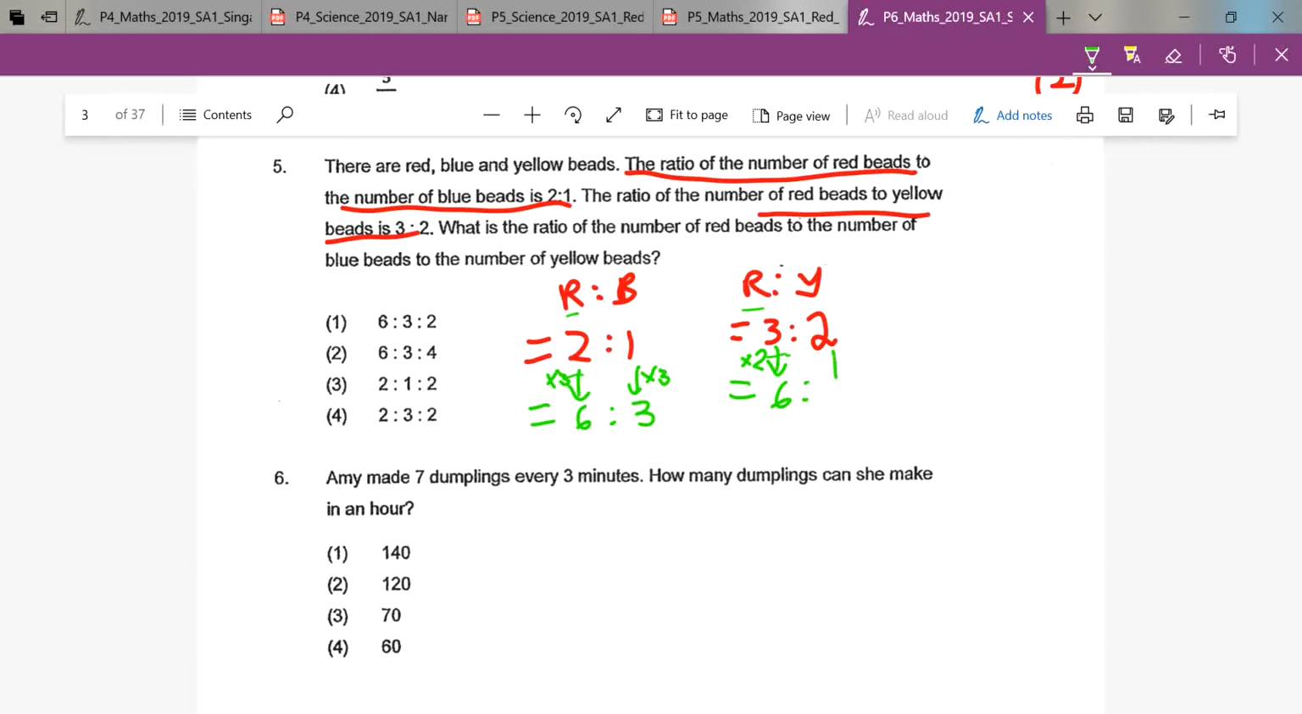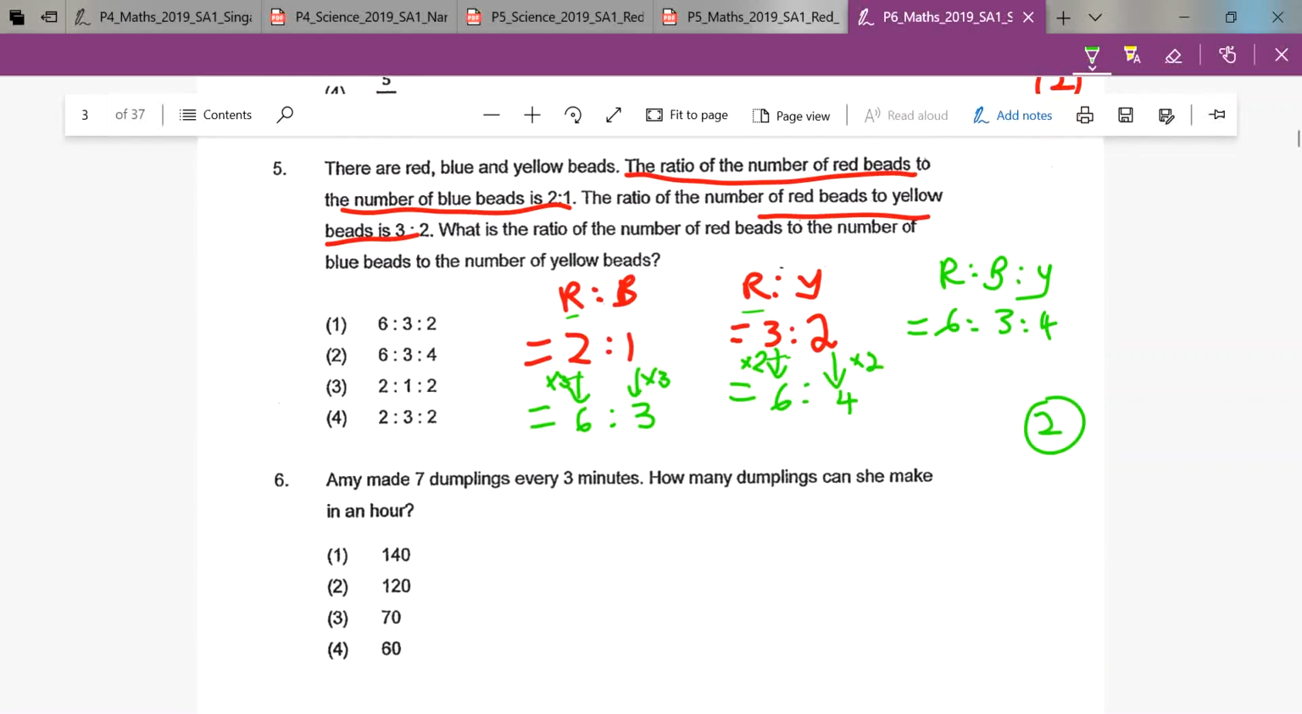So this one also must times 2. Okay, so what's the new ratio? Red is to blue is to yellow. That would be 6 is to 3 is to 4. Okay, answer is number 2.